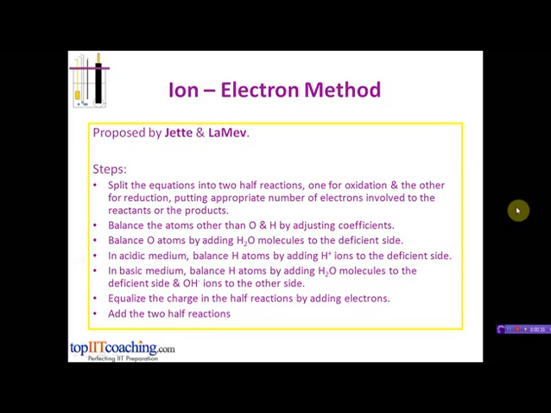For balancing the hydrogen atoms, in case the chemical change is taking place in the acidic medium, we add hydrogen ions to the deficient side. And for basic medium, we add water molecules to the deficient side and hydroxyl ions to the other side. Then the charge in the half reactions is equalized by adding electrons. And ultimately, the two half reactions are added to obtain the completely balanced chemical equation. Let's take an example to clarify this method.